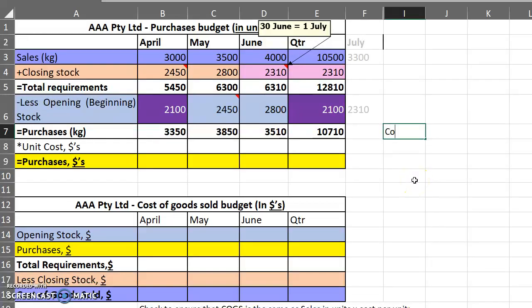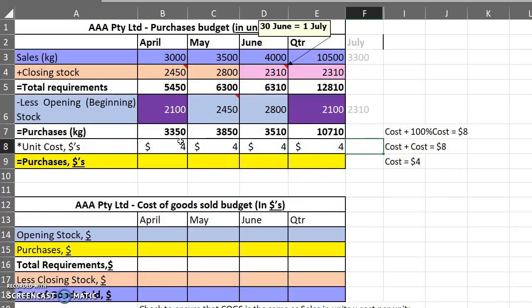So basically, we're saying cost plus 100% of cost is the selling price. The selling price in this example is $8. Okay, so I can rewrite it as cost plus 100% of cost is cost plus cost, and that equals $8 as well. So basically you're asking yourself a question. What is the cost plus cost to give me $8? In this case, cost is $4. So let's put it in. $4 each month, no change as far as we know.